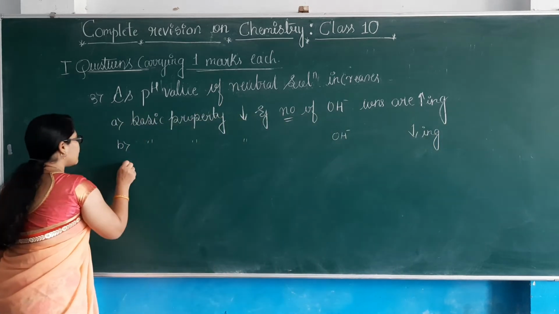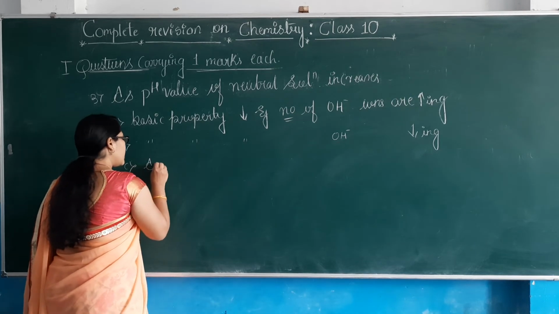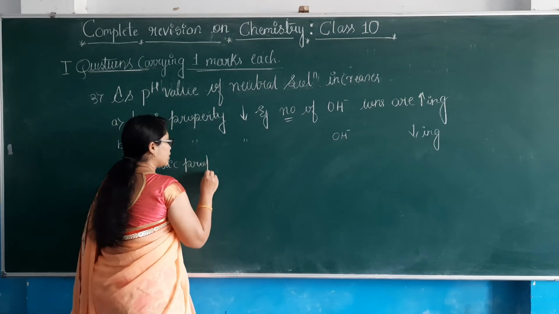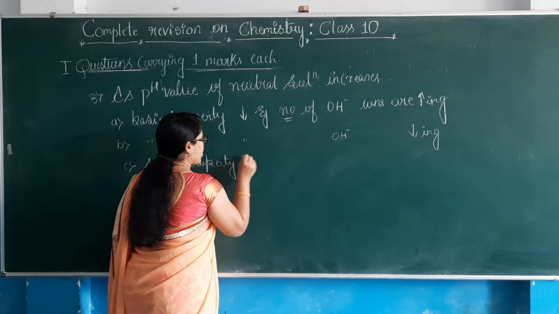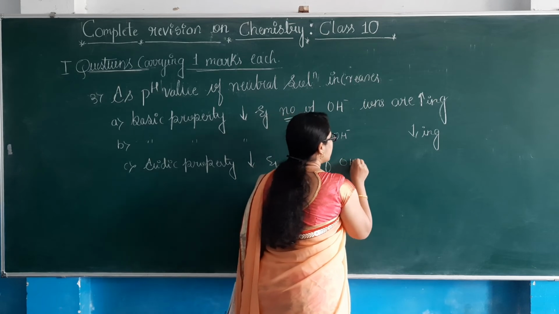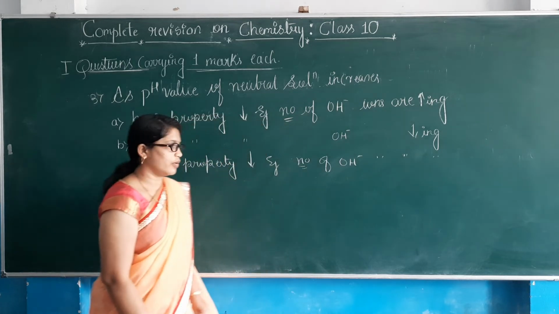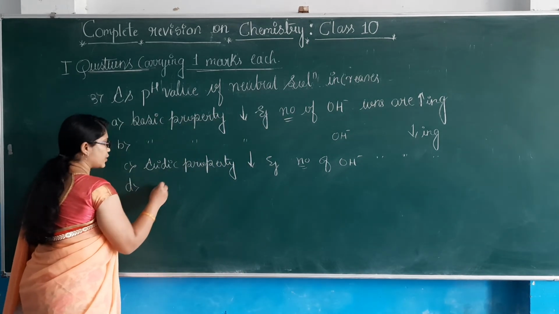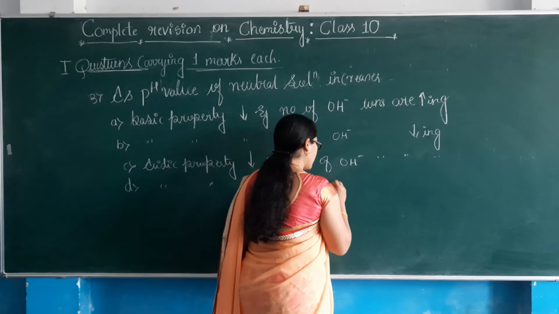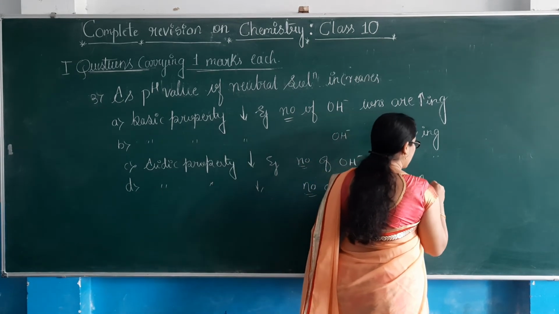Fine. Then I have the third option here. What is that third option? Acidic property is decreasing and number of OH minus ions also decreasing. Third option. Lastly, I have the fourth option. Acidic property decreasing, number of OH minus ions increasing.